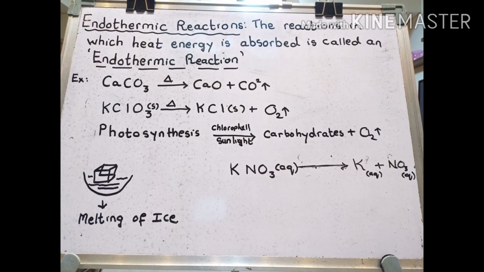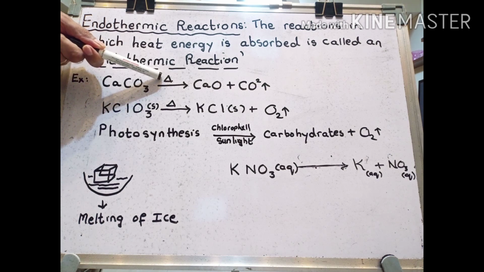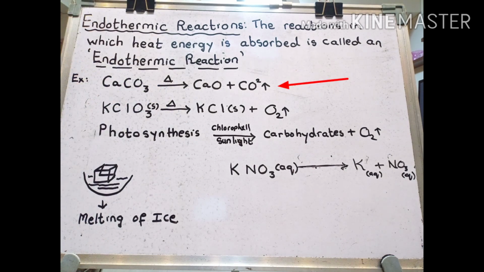So students, here we have the reactions in which heat energy is absorbed, called endothermic reactions. I told you the decomposition of calcium carbonate. You can see calcium carbonate absorbs heat energy either by being put on a flame or from the surroundings and decomposes into calcium oxide and carbon dioxide. Even you can see potassium chlorate. Potassium chlorate also absorbs heat energy and decomposes into potassium chloride and oxygen.